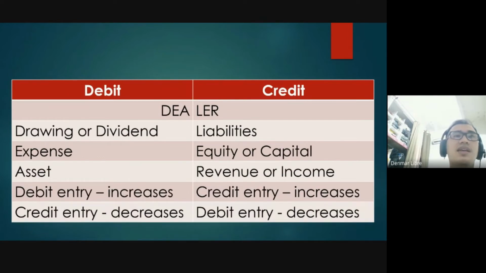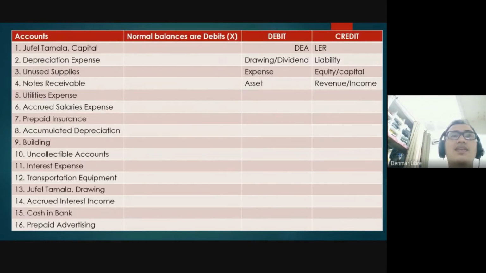So for accounts that have a debit normal balance, a debit entry increases the account, while a credit entry decreases the account. For those accounts whose normal balance is credit, a credit entry increases the account, and a debit entry decreases the account. Now let's have a look at this example.